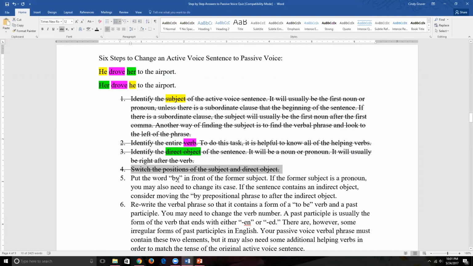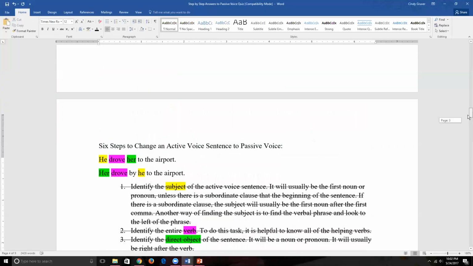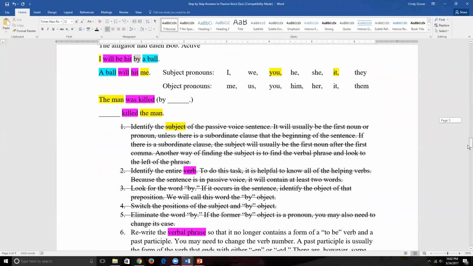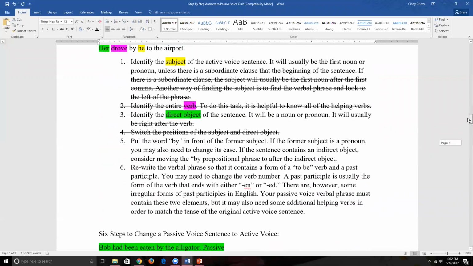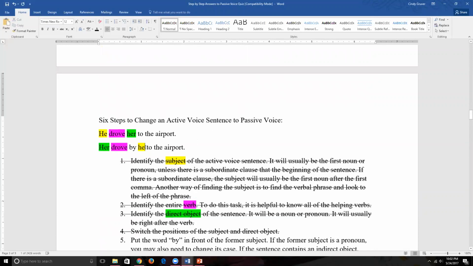We're going to add the by word in front of the former subject, in front of the yellow word. Okay. If the former subject is a pronoun, we're going to have to change its case, or at least think about it. Let's go back to our list of cases. Okay. So when we have he, we're going to switch it to him.